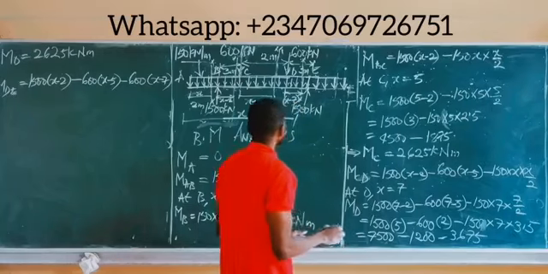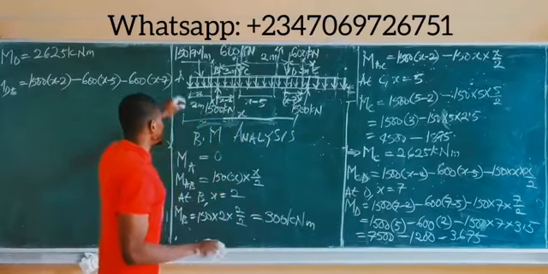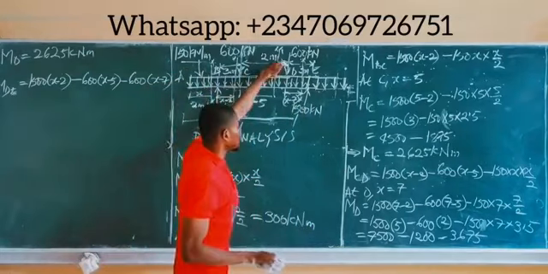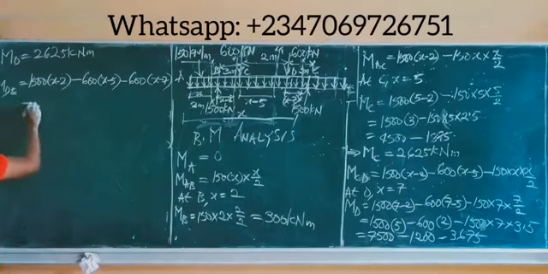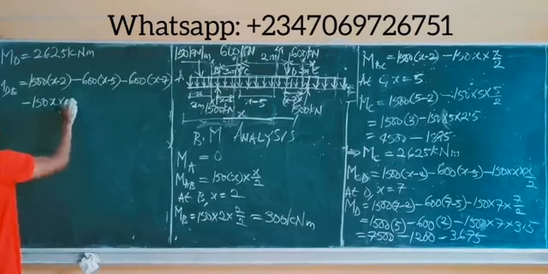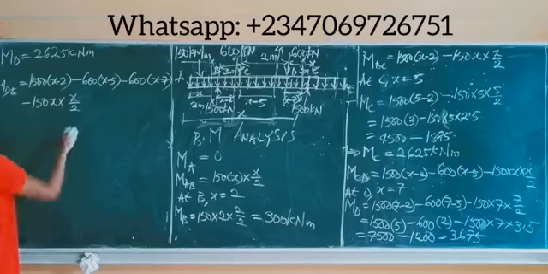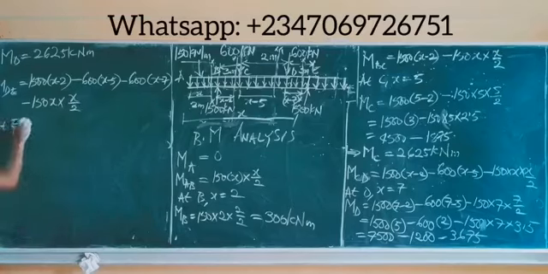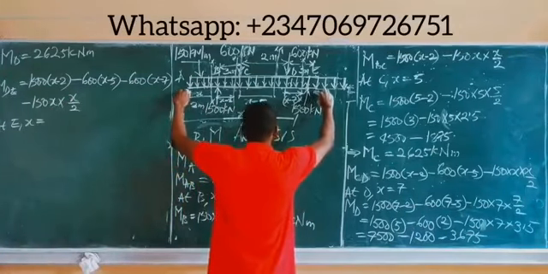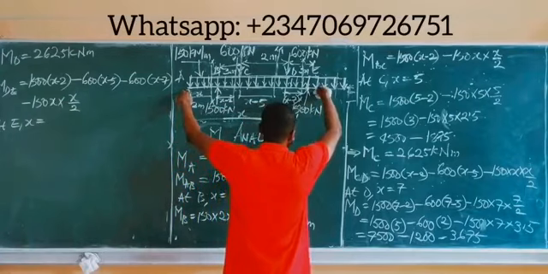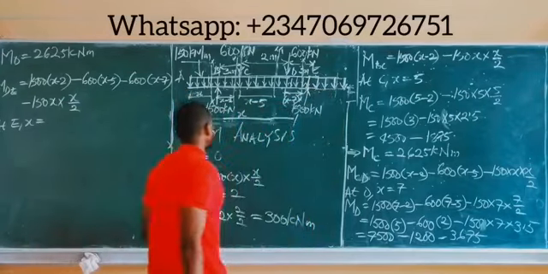Then to take the moment of the UDL from point A to the point of section, the length is x. So the moment of the UDL is simply converting it to a point load, which is 150 times x, then multiplied by the middle of the length, which is x over 2. Now at E, x becomes the total length from point A to point E. From A to E, the total length is 10.